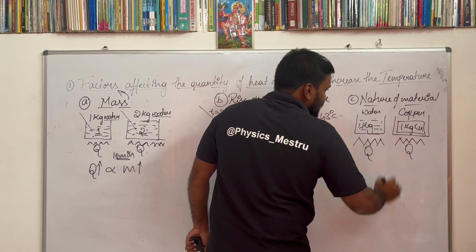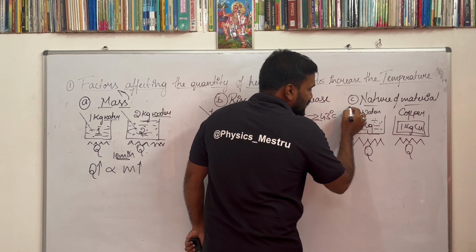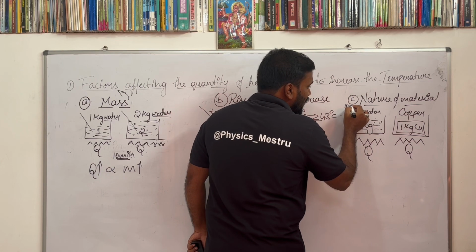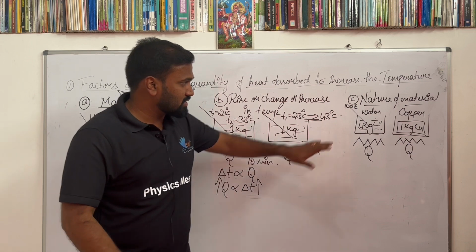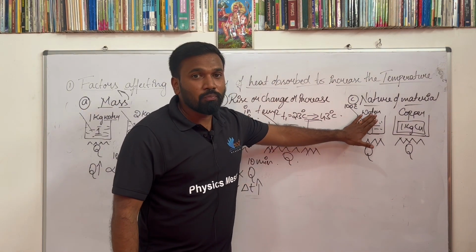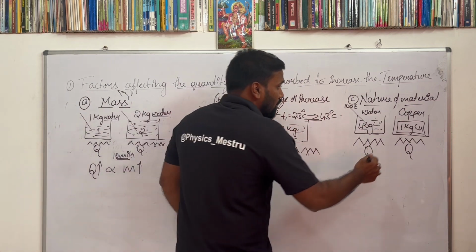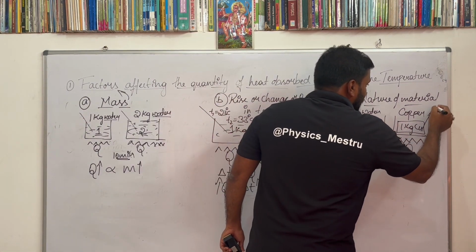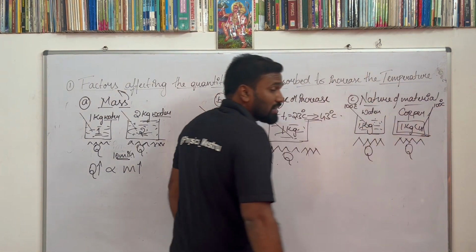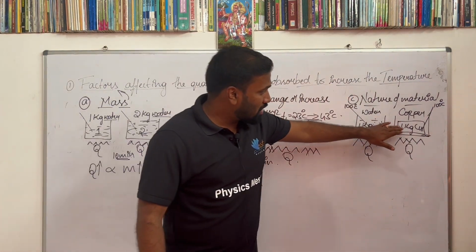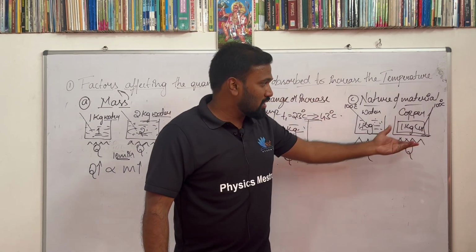If I give the same amount of heat energy and leave it for some time, the temperature of the water may rise to 100 degrees Celsius and it will start evaporating. But in copper, what will happen if it rises to 100 degrees Celsius? The copper metal will not get evaporated, so it will not change its state from solid to liquid state.